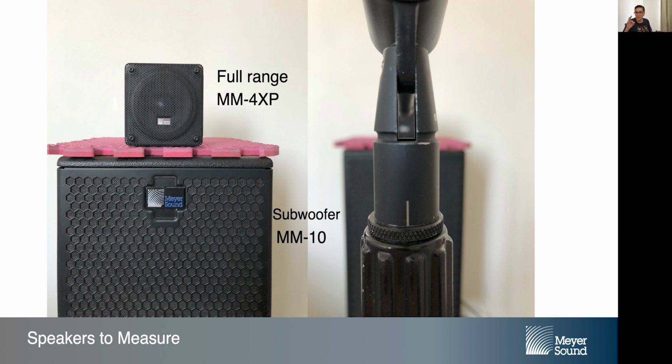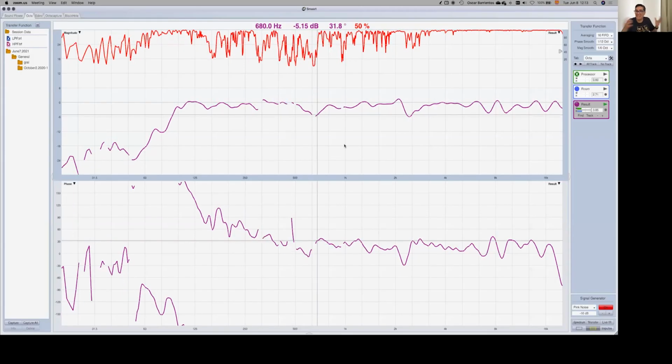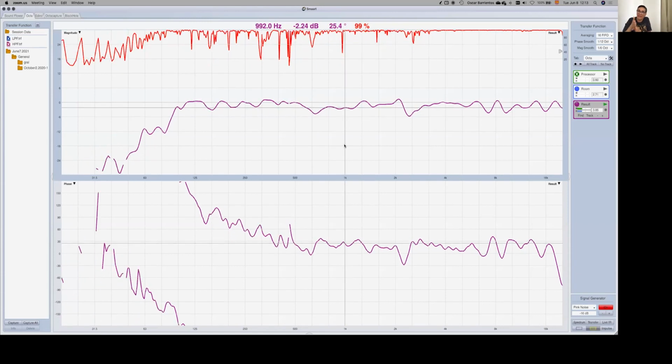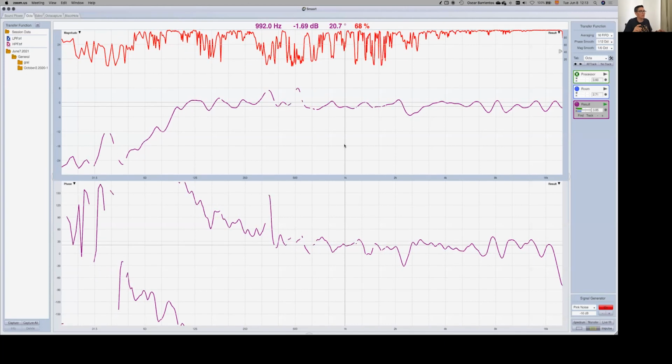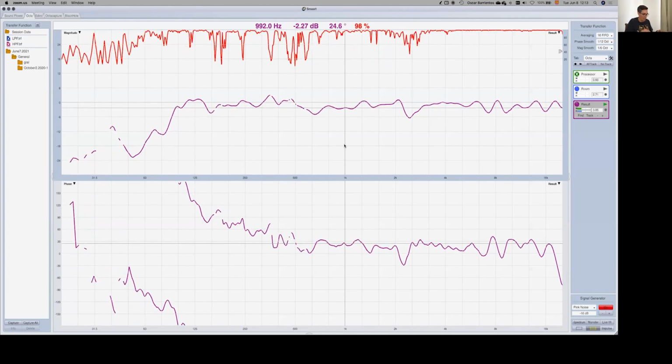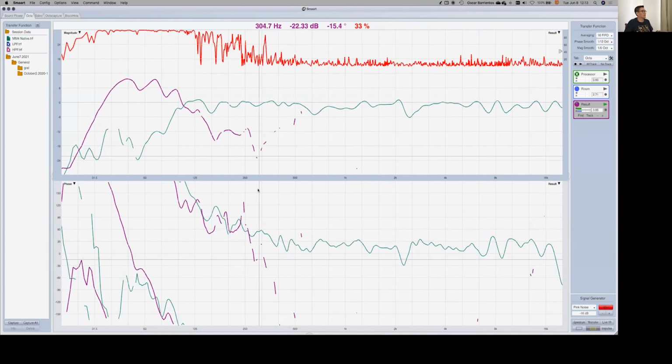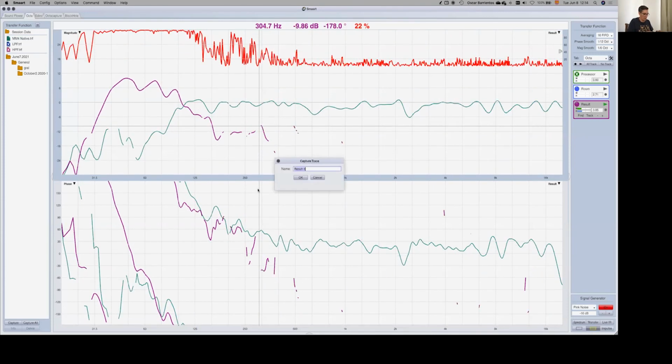We're going to have 3 different setups. The first one is the native one. That means that if you just grill align the speakers, you're going to get this response. So right now we're measuring the MM4, so we're going to store this. Right now we are dealing with the MM10.